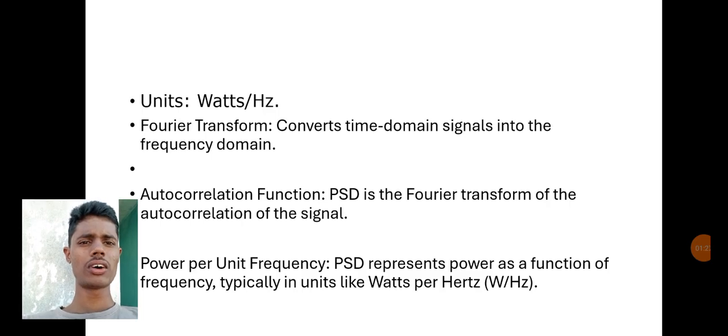The units of this power spectrum density is watts per hertz. Fourier transform converts time domain signal into frequency domain. Autocorrelation function: power spectrum density is the Fourier transform of the autocorrelation of the signal. Power per unit frequency: power spectrum density represents power of a signal as a function of frequency, typically in units like watts per hertz.